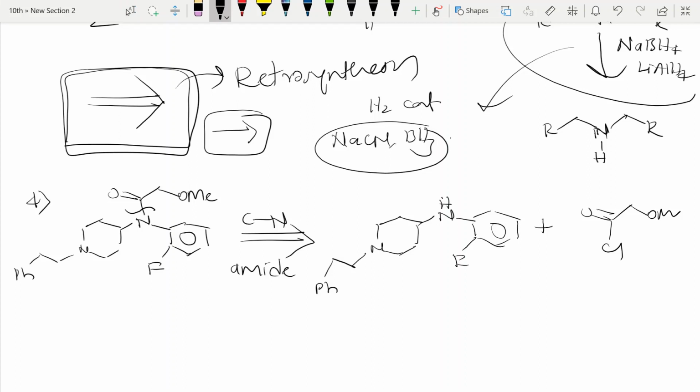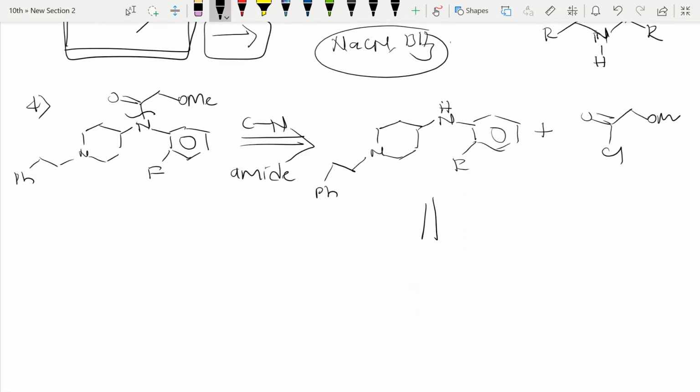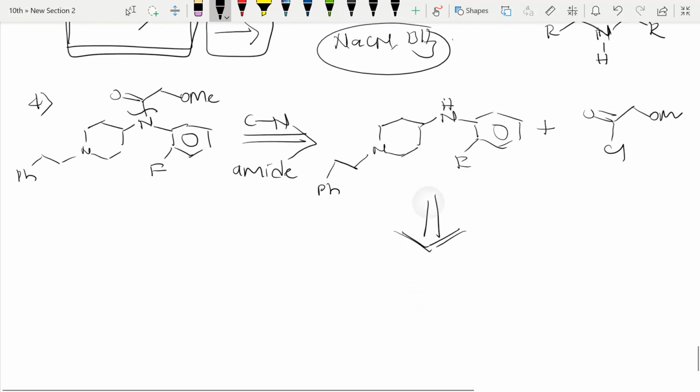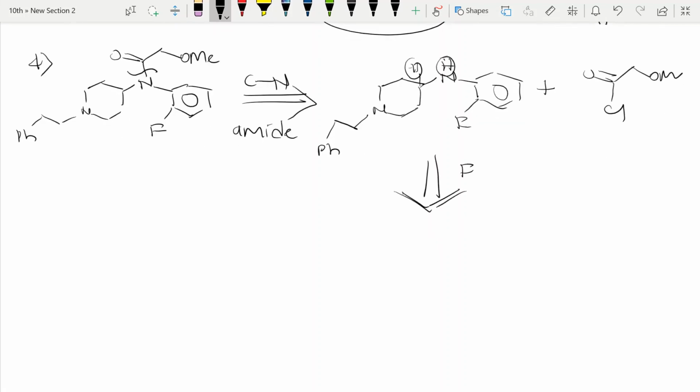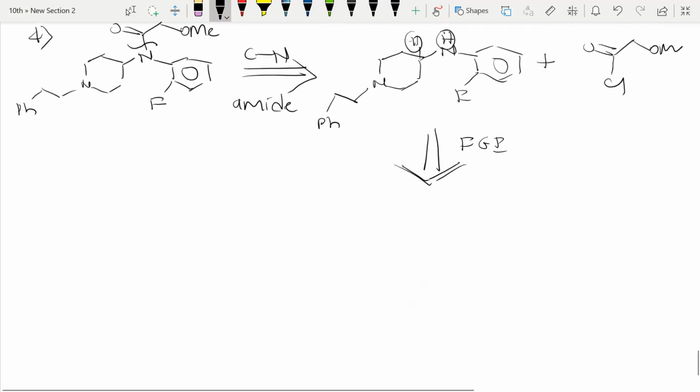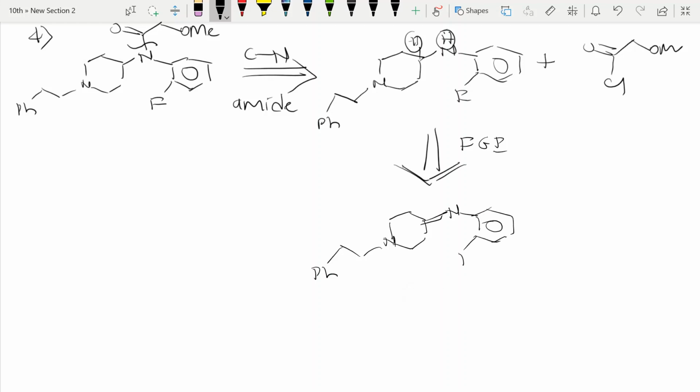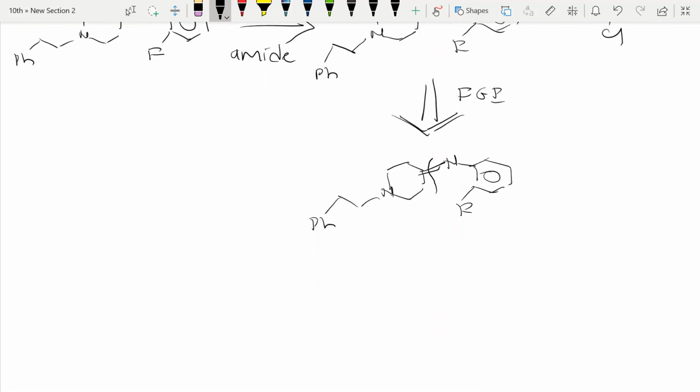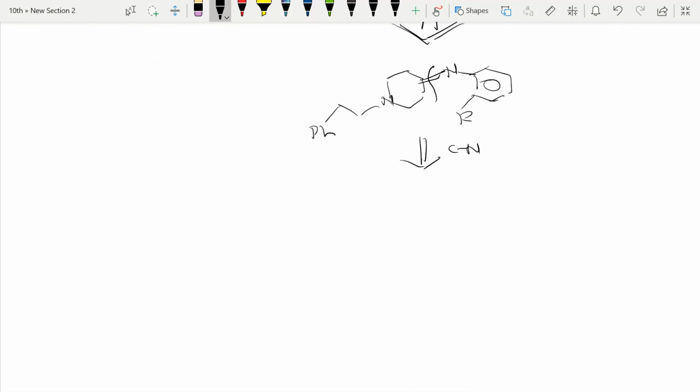Further, can I do retrosynthesis here? I won't convert to amide, I will convert to imine. For the imine, I remove this hydrogen and this hydrogen and make a double bond here, and I call it functional group interconversion, because in retrosynthesis we call it functional group interconversion, right? CH2CH2Ph, and here I get a double bond with nitrogen, and the other things remain the same, and here fluorine. Further I can disconnect like this, so this is also retrosynthesis.